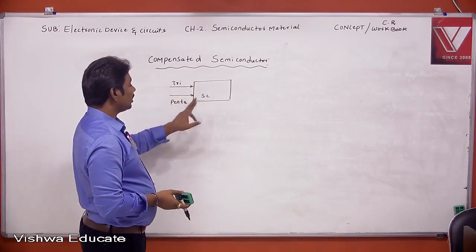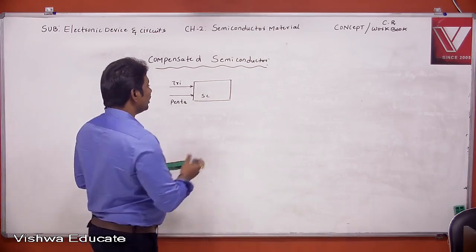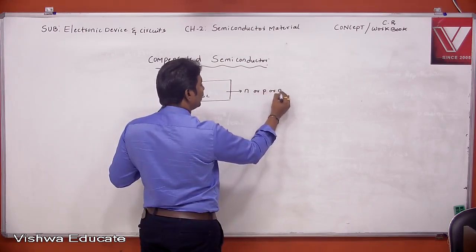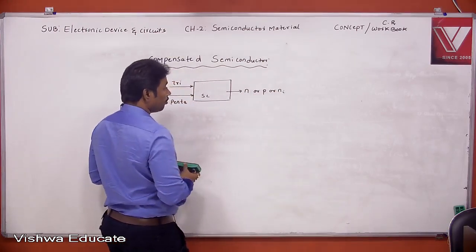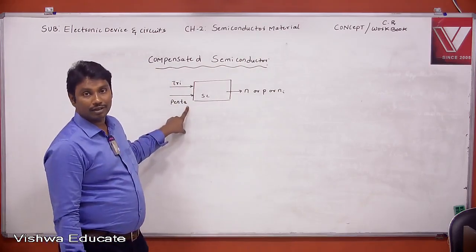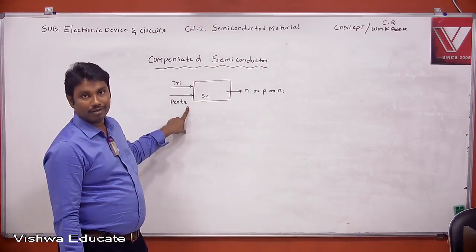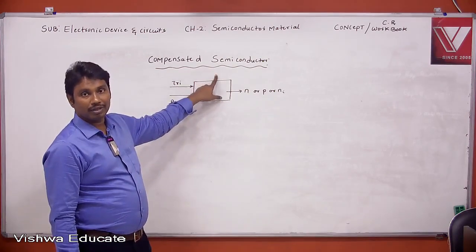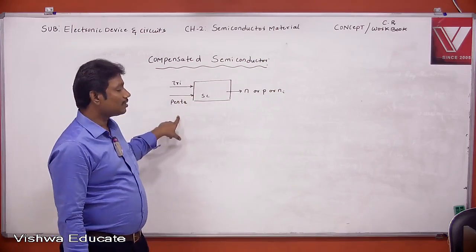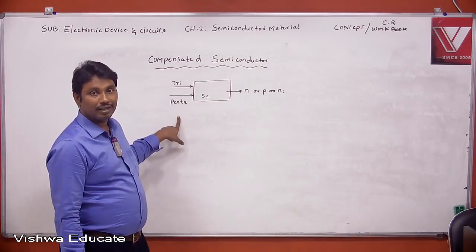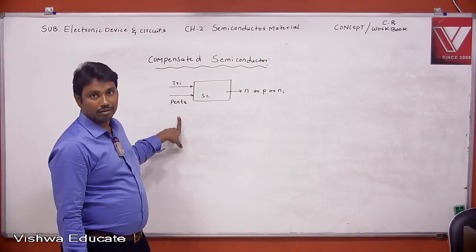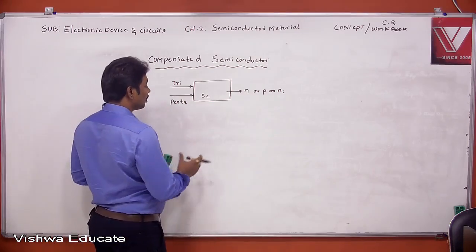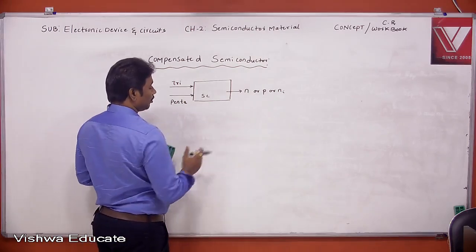then this semiconductor acts as an N-type, P-type or intrinsic semiconductor, depending upon the relative concentration. Such a semiconductor is called a compensated semiconductor. And this compensated semiconductor also satisfies charge neutrality or electrical neutrality. What is charge neutrality? Net amount of negative charge equals net amount of positive charge.